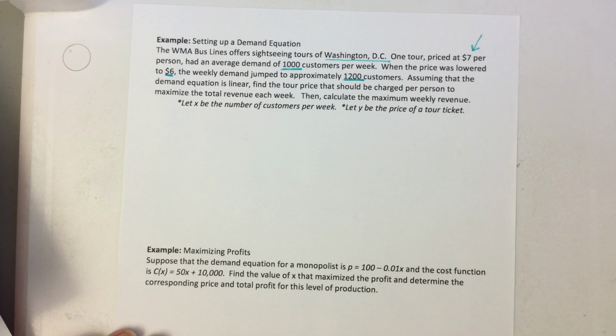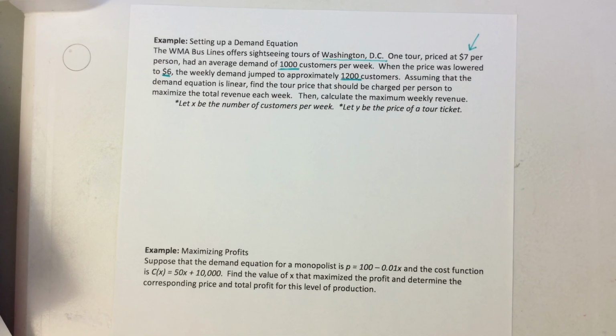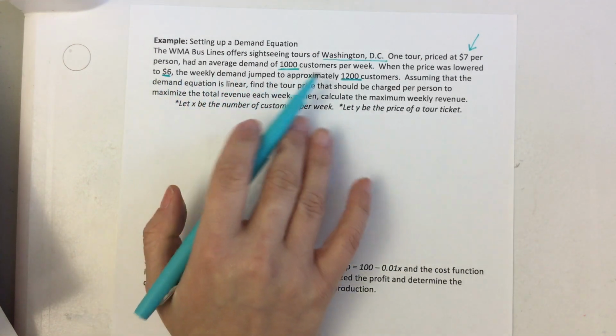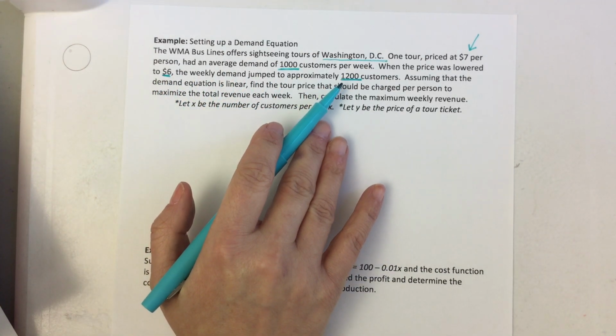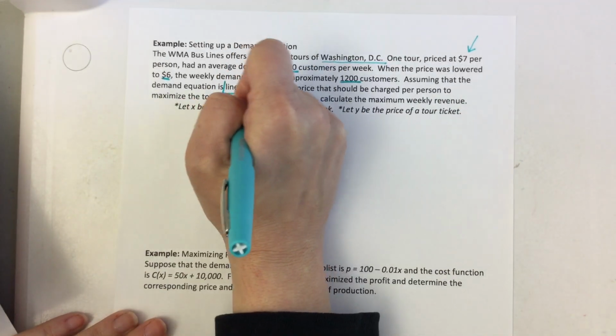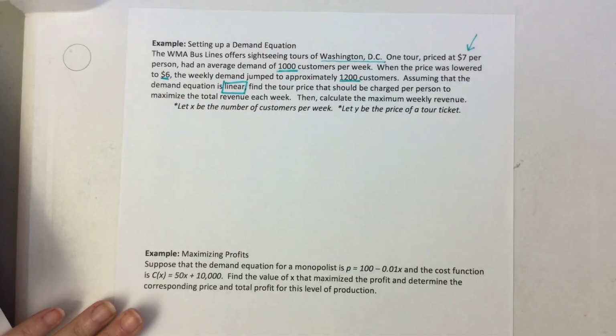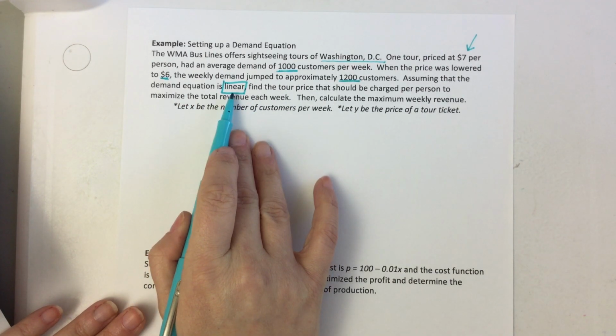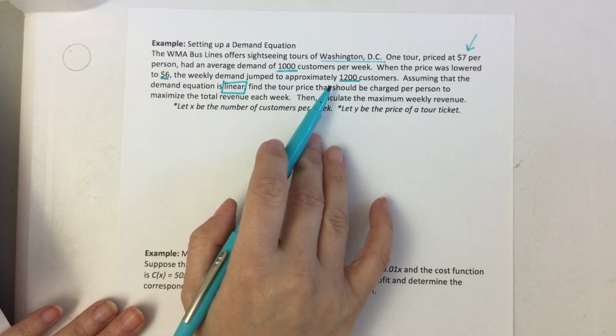So what happened is, typically the price was $7 and they had 1,000 customers every week. They said, hey, let's offer a coupon and have $1 off. So now the price is $6, and they ended up with 200 more customers for the week. Assuming that the demand equation is linear, find the tour price that should be charged per person to maximize the revenue. Linear. We need to take this information and make a linear equation.